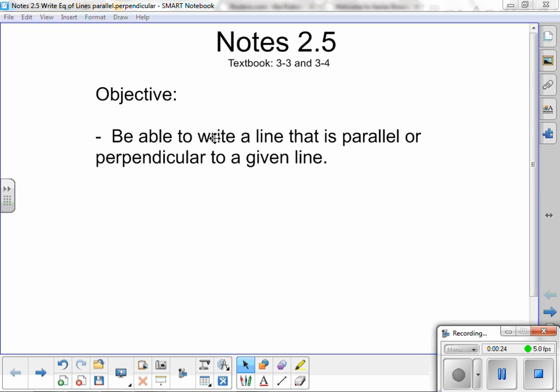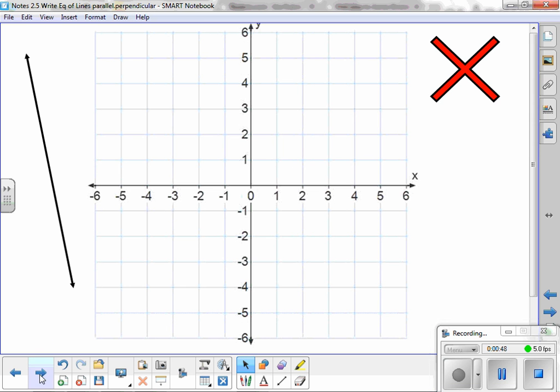Okay, now 2.5 is actually really closely related to 2.4, writing equations of lines. In this case, though, we're going to be able to write an equation of a line that is parallel or perpendicular to a given line. So not only writing an equation of a line given certain information about that line, but being more precise about it being parallel or perpendicular to that. So just conceptually speaking, here's what they're talking about.